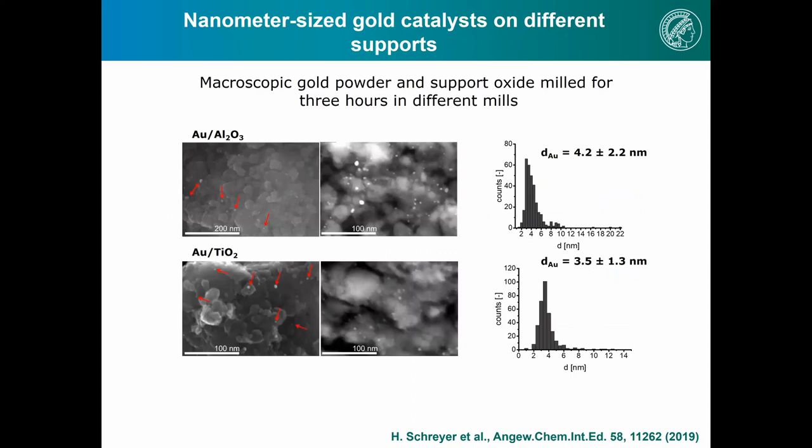So this is how it works. You take macroscopic gold powder, around 10 micrometer particle size. You put it in a ball mill together with a support oxide. This can be alumina, it can be titania, it can be magnesium oxide. Many supports do work. You mill for some time. Then you analyze the powder afterwards, and you find you have sizes on average near 4 nanometer gold particles on an alumina support, and the same 4 nanometer particles on a titania support.